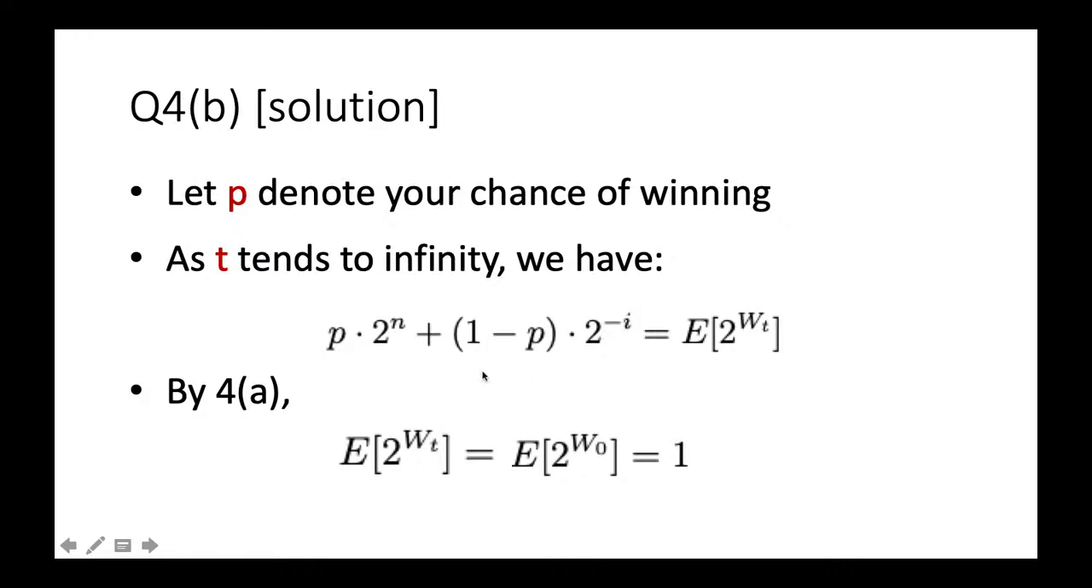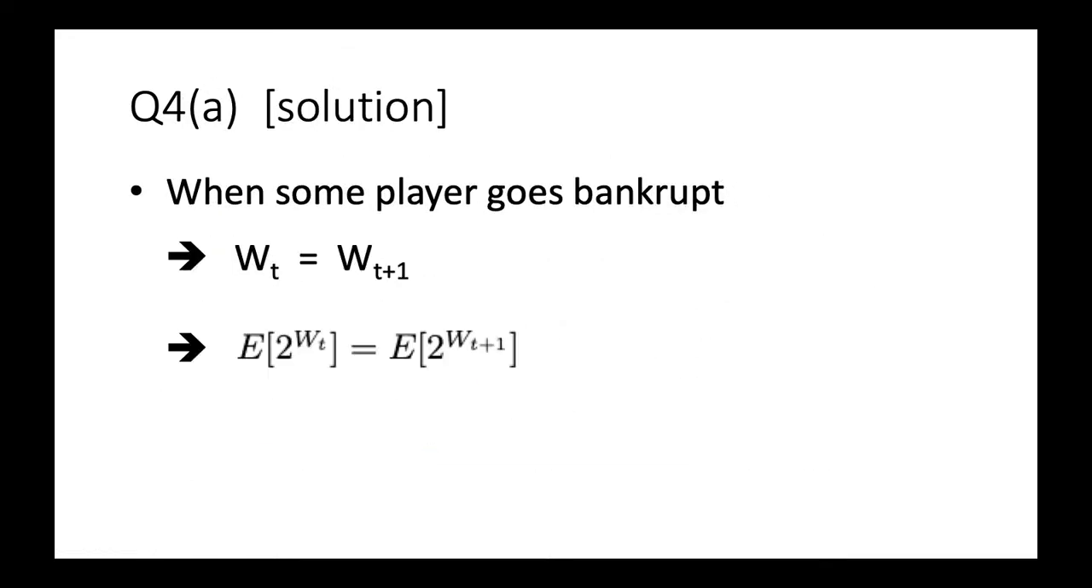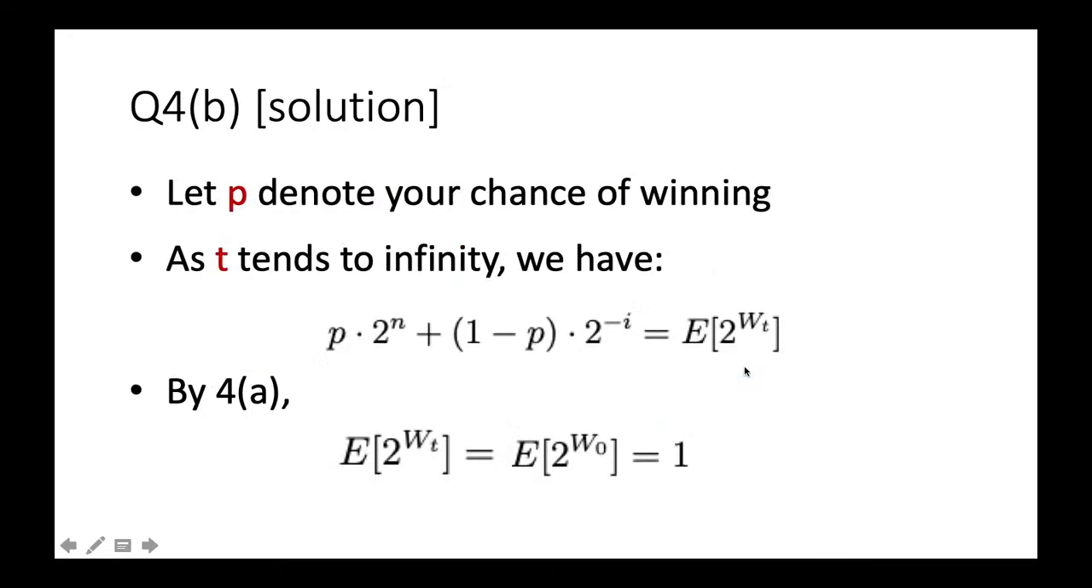Now, by the result of 4a, we know that the expected value of 2 to the power W_T is the same as the expected value of 2 to the power W_{T-1}, W_{T-2}, and so on and so forth, right? So in that case, it is equal to the expected value of 2 to the power W_0. Now when T is equal to 0, W_0 is the winning that you have initially, which is $0. Initially, you do not gain, you do not lose. Yeah, this is the initial state. So in such a case, 2 to the power 0 is equal to 1. So this is what we have.